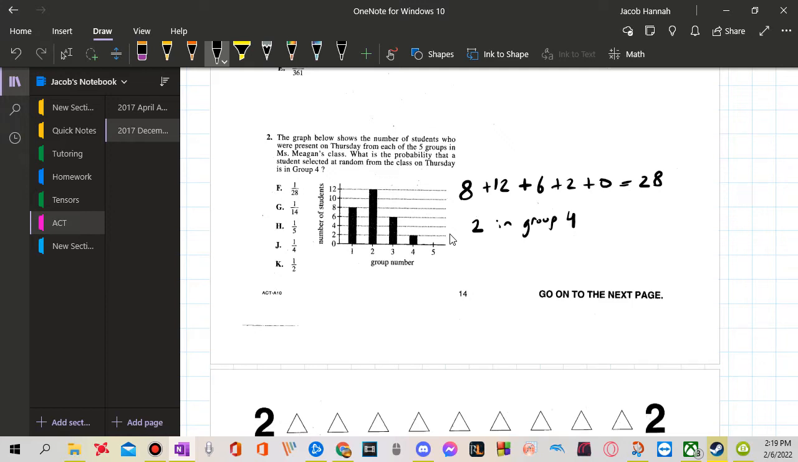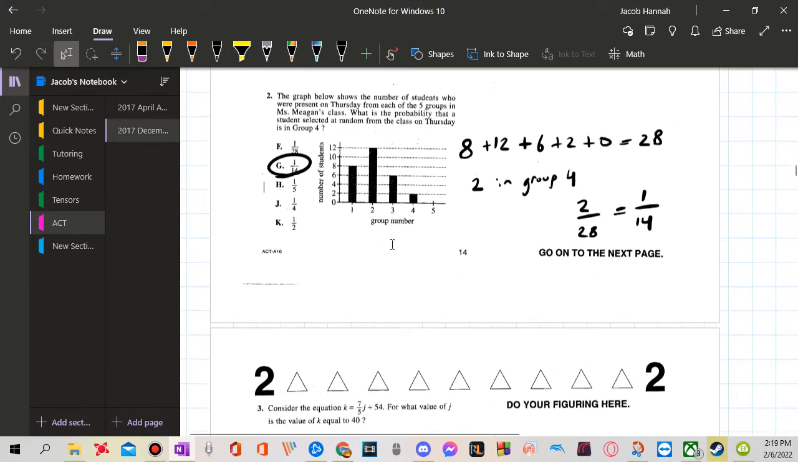Well, it's how many people were in group 4 out of everybody. So everybody is this number. So it'll be 2 divided by 28. And that reduces to 1 over 14. That's our answer. Notice they kind of trick you right here. They put 1 over 28. It's kind of rude of them.